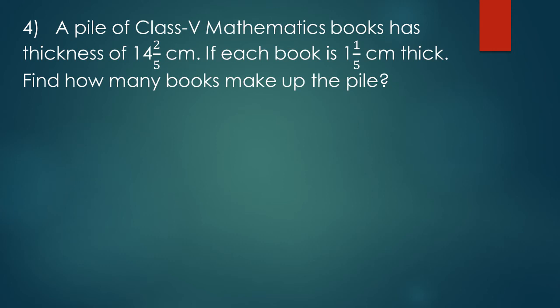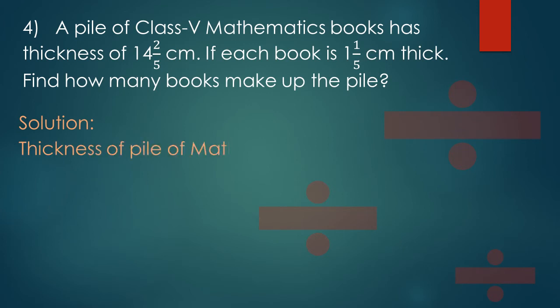In this question, the thickness of one book is 2 cm. How many books can you pile in 10 cm thickness? Yes, the answer is 5 books. So what we have to do in this question? Division. Write down the solution. The first statement is thickness of pile of mathematics books is equal to 14 2/5 cm.